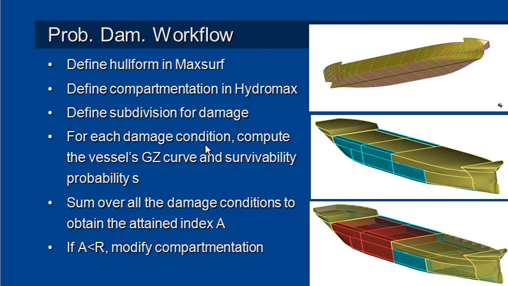For each damage condition, we carry out a large angle stability and we compute the vessel's GZ curve, and from the properties of that GZ curve we calculate the probability of survival S. We sum those together. It's done in Hydromax Ultimate. The combination of all of the probabilities of those damage conditions will give us our attained index A. If it exceeds the required R, then we're okay. If A is less than R, then we may need to modify our compartmentation in order to comply with the code.